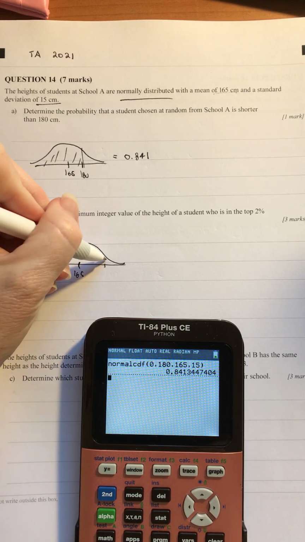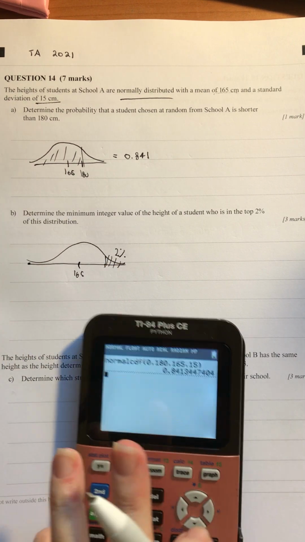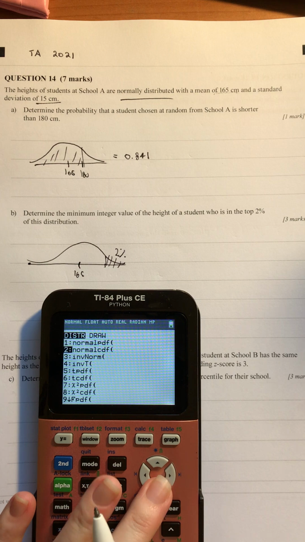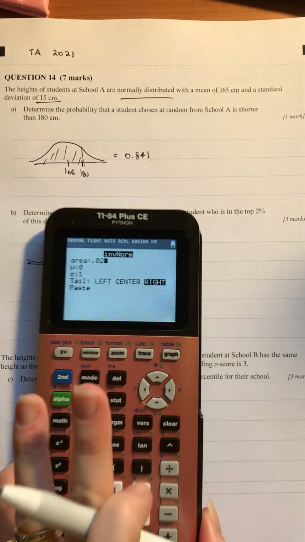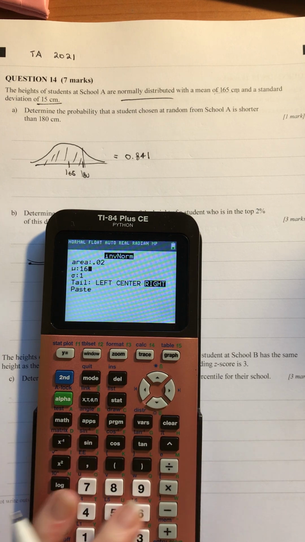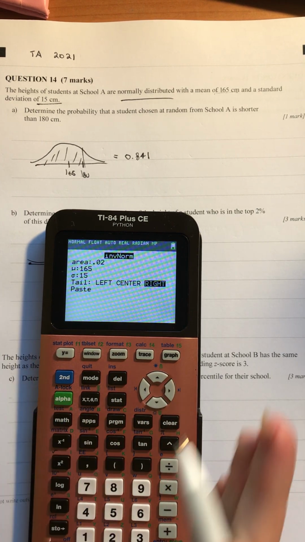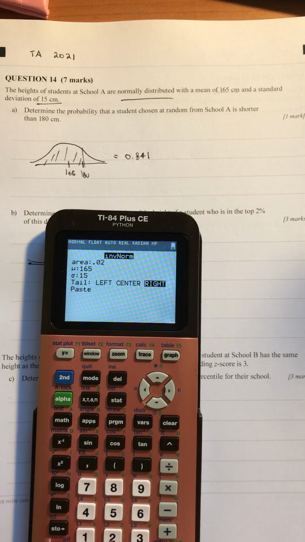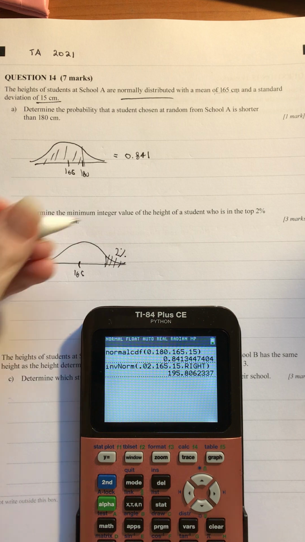Then with part B, we've got our 165. We're looking for what value would give us the top 2%. So in this case, we can use our inverse norm. So we can put in our area of 0.02. Our mean is our 165. Our standard deviation is our 15. And we're telling it to look at the right tail there. And so we get 195.806.